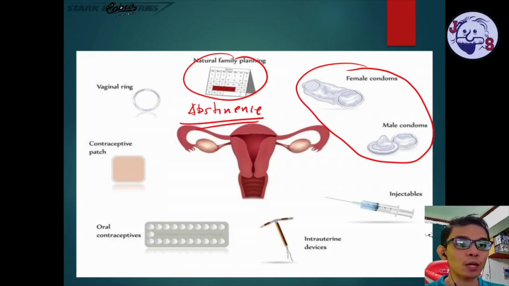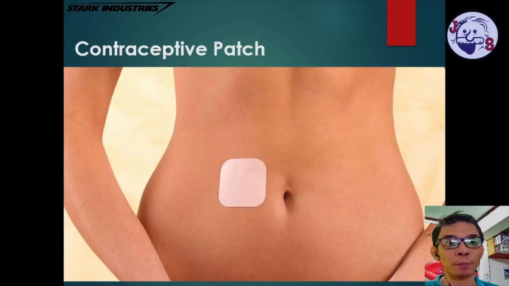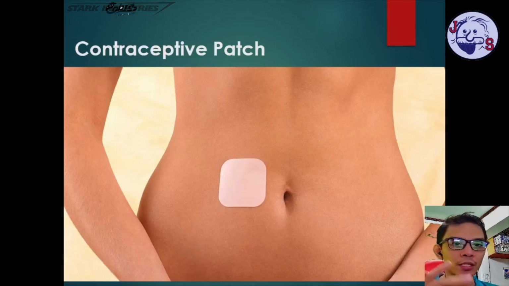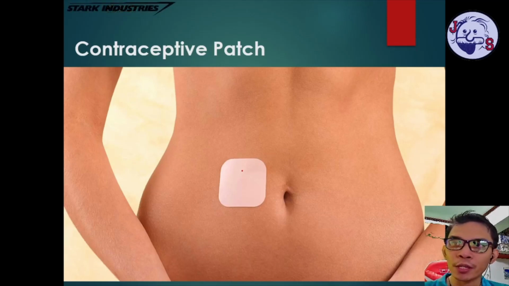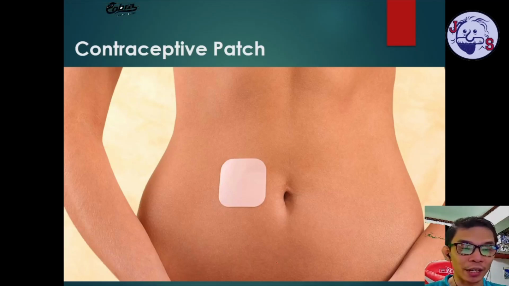In the next slides, I will show you some birth control methods and how they are used. The first one is the contraceptive patch. This patch contains hormones, like activated estrogen. This estrogen diffuses on the skin. It passes through the skin pores, and goes to the main organ that it targets, which is the ovary. That's how this contraceptive patch works.